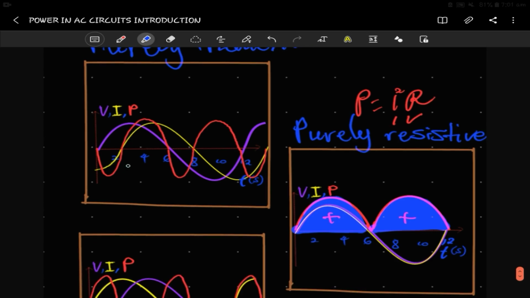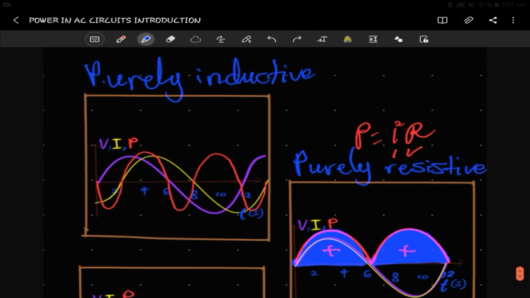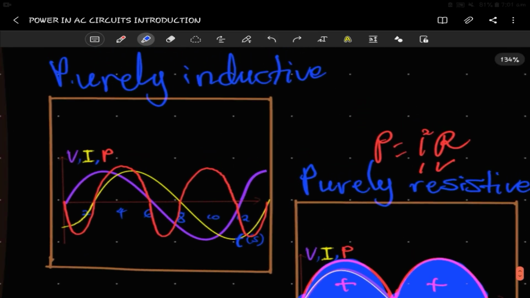So you see, let's see what one cycle is. Let's see if one cycle is from here to about here. Now we're dealing with the purely inductive. So let's see what's happening. On this side here, the power is down. This side here, let's go over it first. You see that?